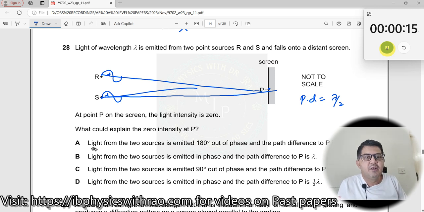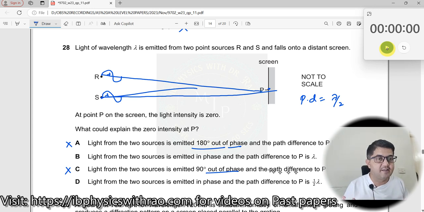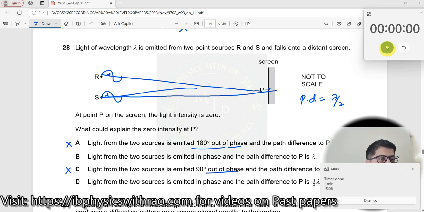Now, light from two sources emitted 180 degrees out of phase. Whenever they are out of phase, there is no interference at all. So whichever options you have, out of phase is incorrect. So strike out these two. This is not possible. They should be in phase. That's what you meant by coherence, right? So therefore it should be in phase. So these two go away.